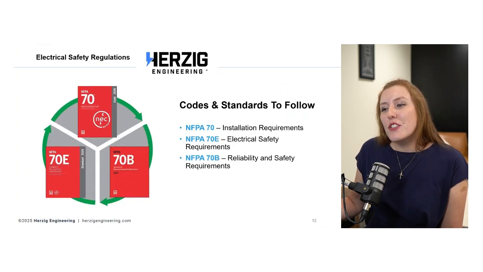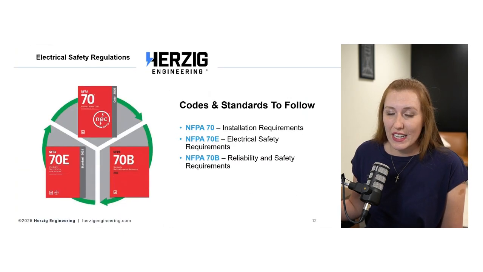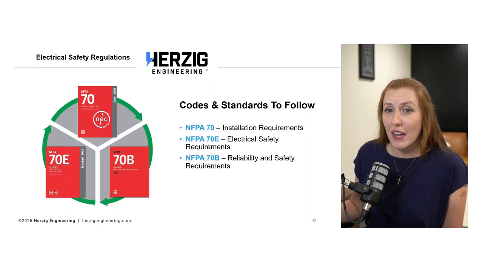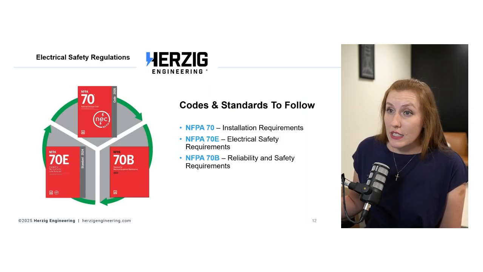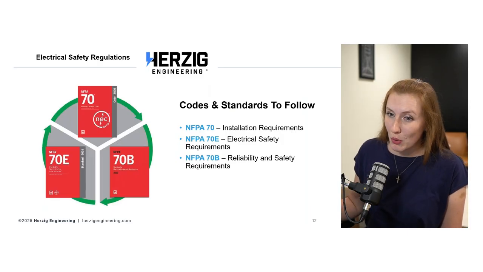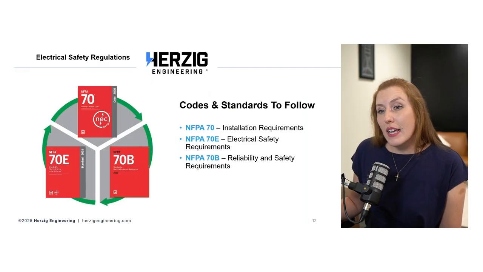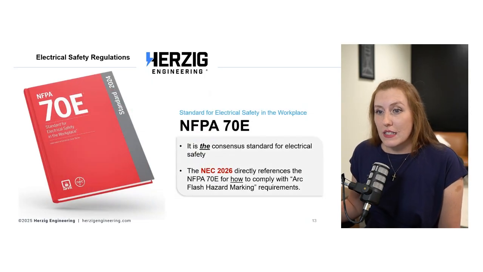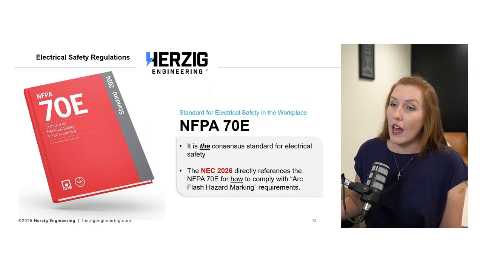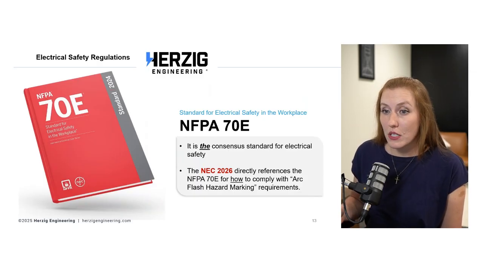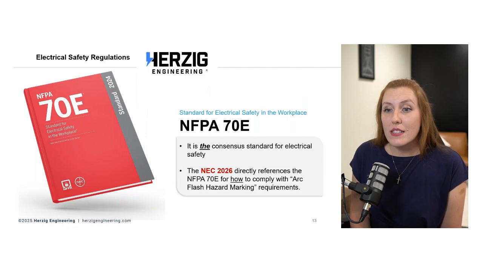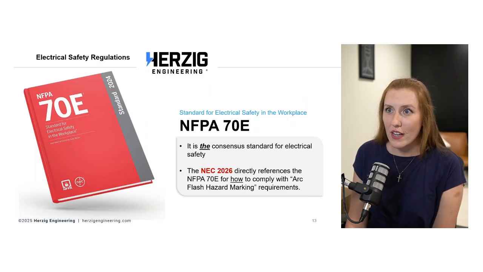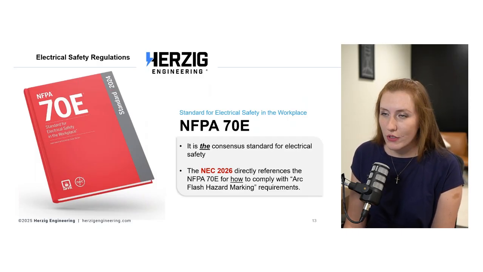I digress. So there are actually 3 codes and standards from the NFPA, right? We've got the 70, the National Electrical Code for installation requirements. We've got the 70B for reliability and safety requirements, the standard for electrical equipment maintenance, which I will say also points out the need for arc flash studies. And we've got the NFPA 70E, which is the consensus standard for electrical safety. Again, the NEC 2026 edition does still, as it did previously, directly reference the NFPA 70E for how to get those arc flash hazard markings completed, how to create those labels.